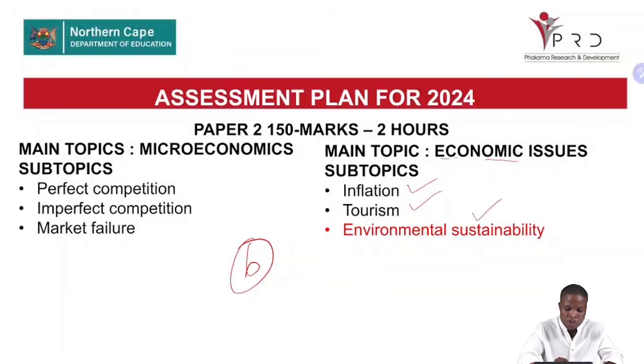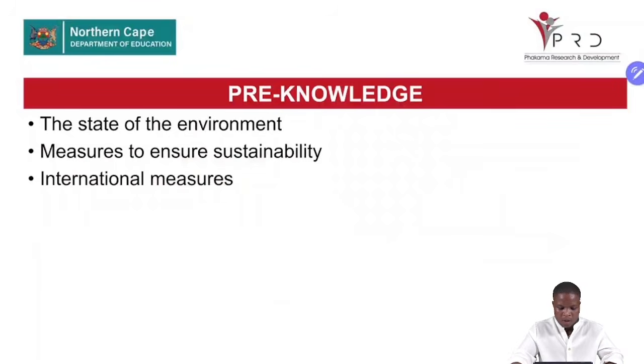However, when it comes to question 4 and question 1, then this is where you will also have to know your microeconomics. So that's why we say you need to master all your main topics. Right, let's look at our pre-knowledge for environmental sustainability. On your examination guideline of 2021, you have the state of the environment, you have measures to ensure sustainability, and you have international measures.